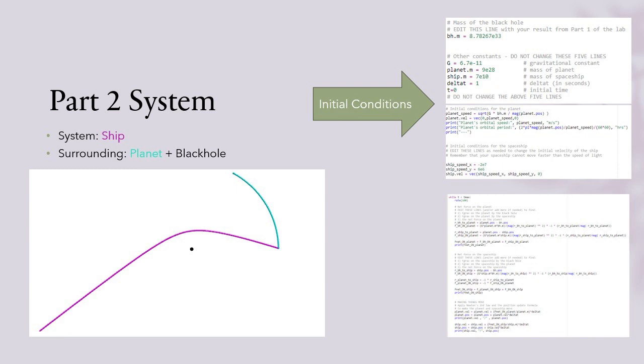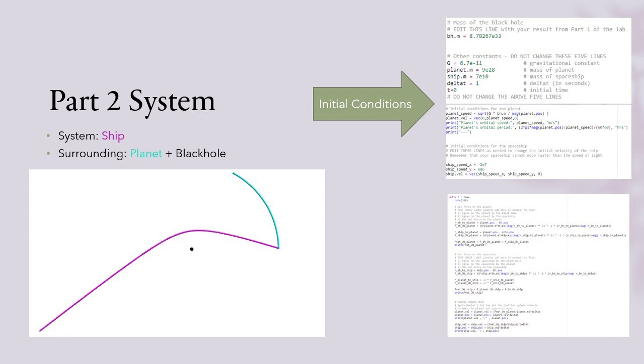In part 2, I was trying to calculate the initial velocity needed for a starship to launch from a nearby planet and fly close to the black hole without crashing into it. In this scenario, the system was the ship, as I was trying to find the initial velocity for it, while the surroundings were both the planet and the black hole. Here you can see some of my initial conditions. For example, the black hole mass was the one found in the previous part, while the gravitational constant was the same. The mass of the planet was 9 times 10 to the 28th power, the mass of the ship was 7 times 10 to the 10th power, and the change in time this time was just 1.